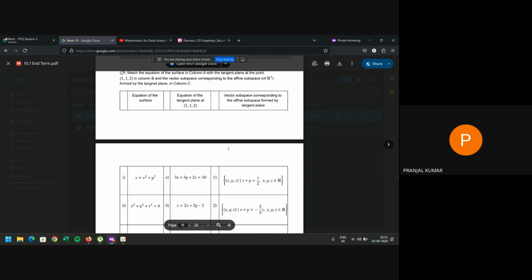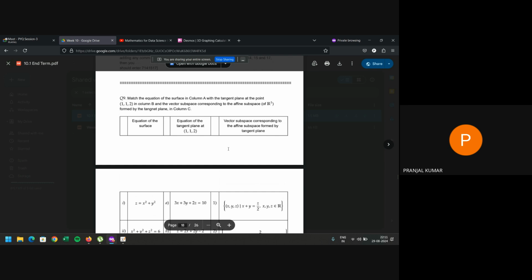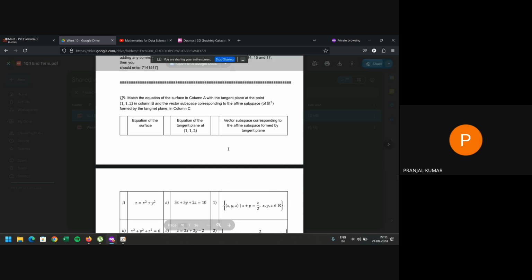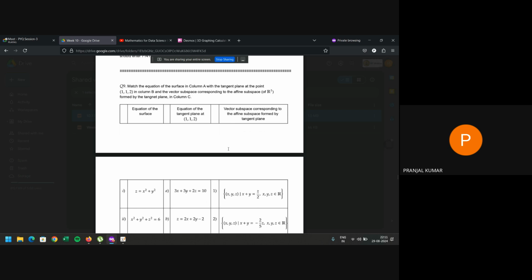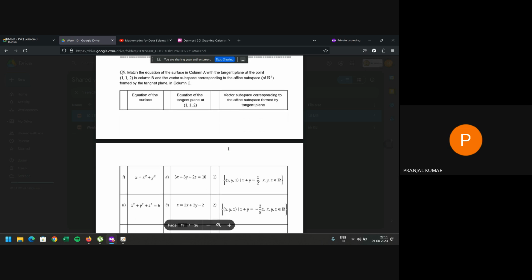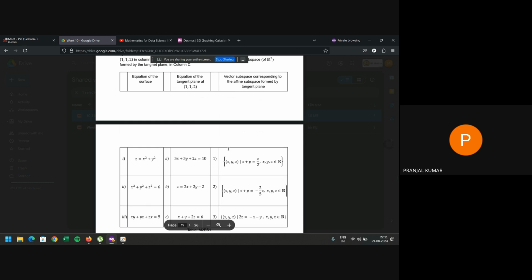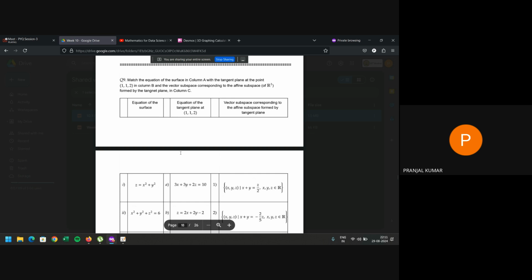I have to zoom it out. Equation of surface, equation of plane. Then one more thing you should notice is that whenever you have a multivariable function that is real valued, its graph will always be a surface.